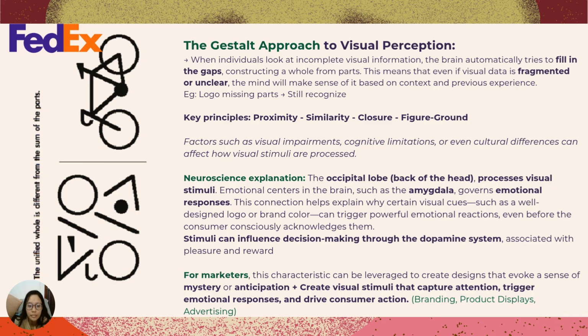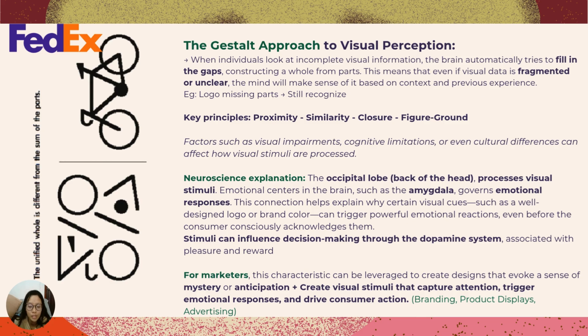But more importantly, visual information is often linked with the emotional centers in the brain, such as the amygdala, which often governs emotional responses. This connection helps explain why certain visual cues, such as a well-designed logo or a brand color, can trigger powerful emotional reactions even before the consumer consciously acknowledges them.